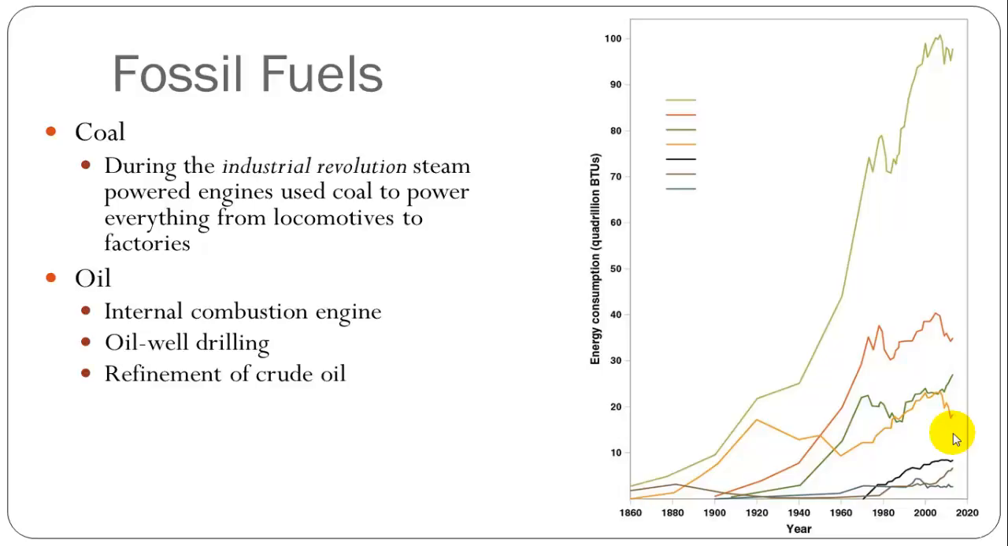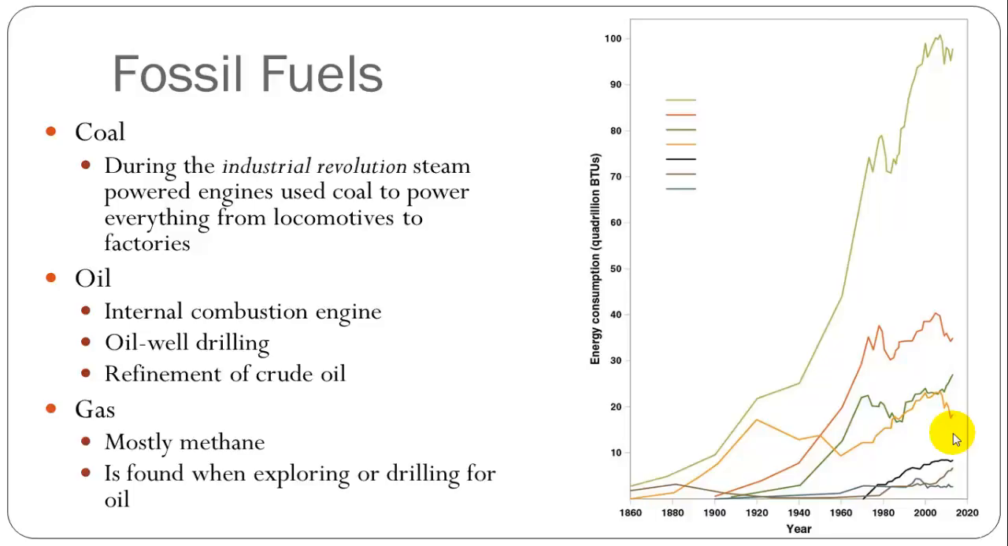Oil was used widespread throughout the U.S. and then the world with the advent of the internal combustion engine. And finally, gas, which is mostly methane, so we're talking about natural gas. This is found when exploring or drilling for oil and can also be burned to create electricity or power transportation.